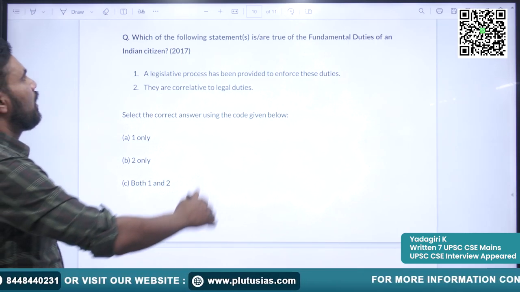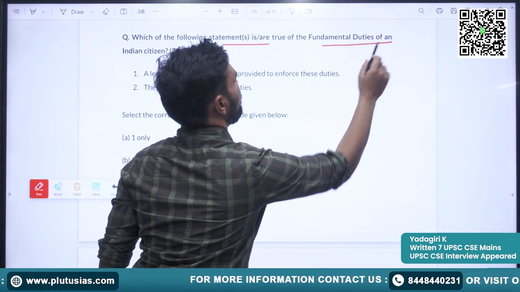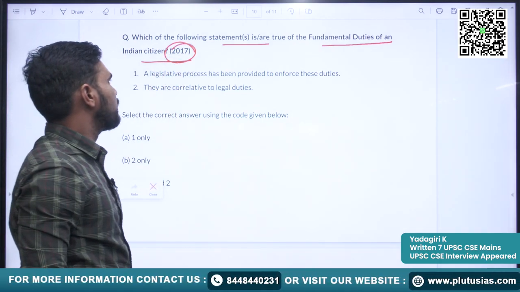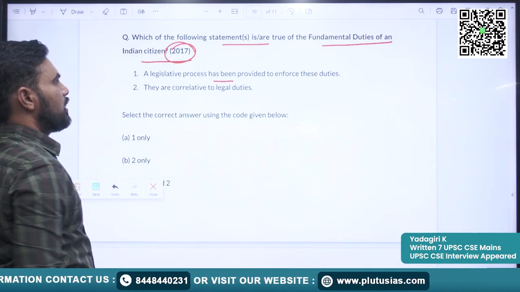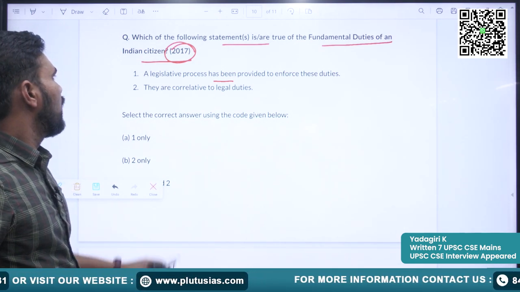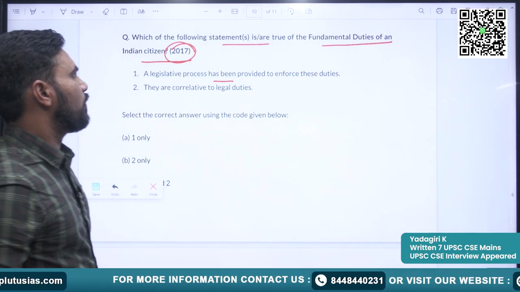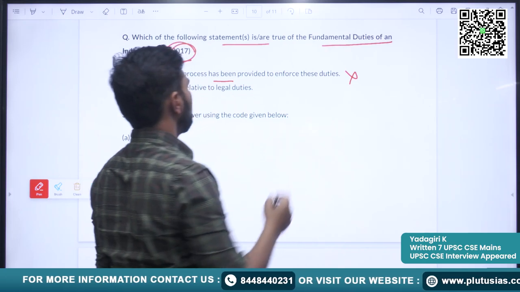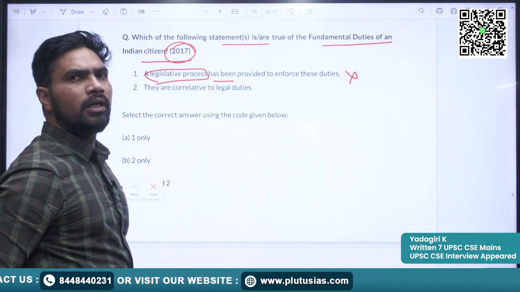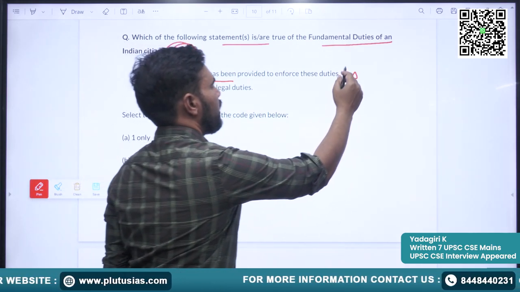The next one is, which of the following statements are true about the fundamental duties of an Indian citizen? Asked in 2017. First option is, a legislative process has been provided to enforce these fundamental duties. The first option is incorrect because no legislative backing is there for fundamental duties. There is no particular law to enforce the fundamental duties. So this statement becomes incorrect.